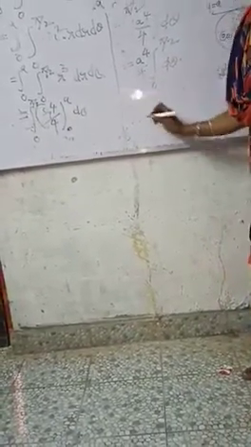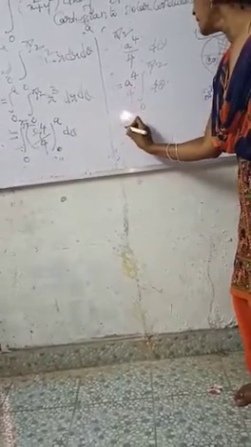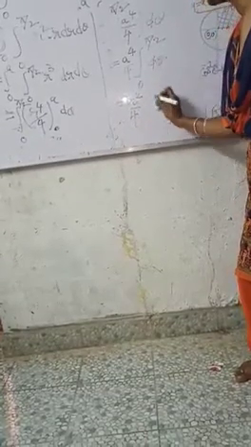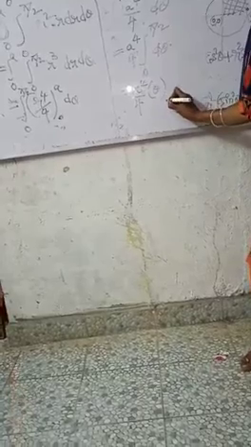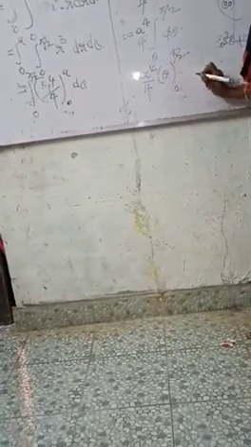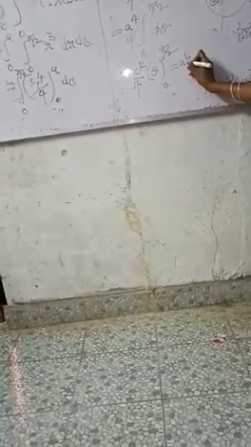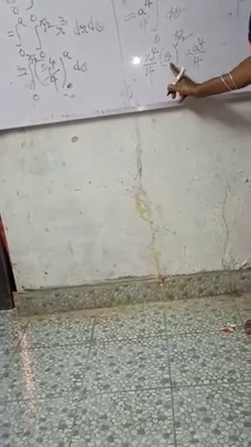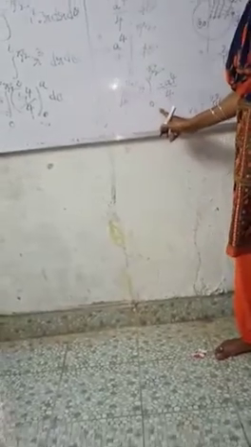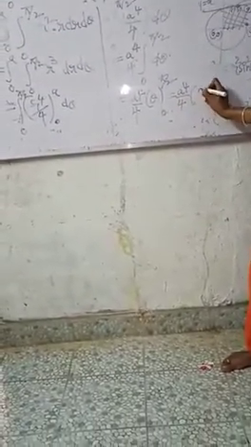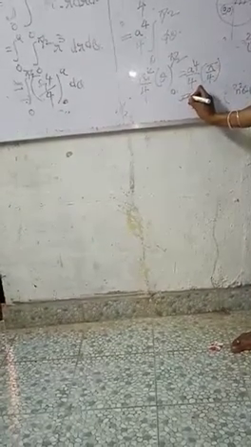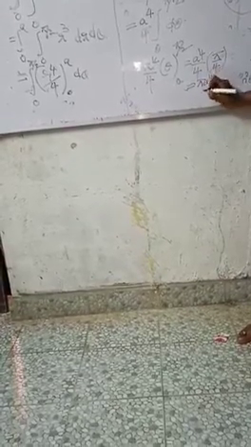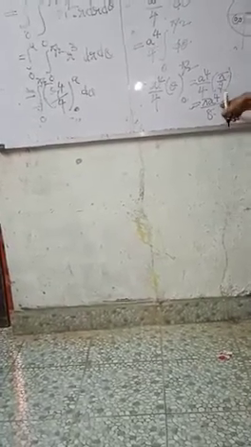Next, integrating d theta gives theta. So a power 4 by 4 times theta, substituting the limits 0 to pi by 2: in place of theta the upper limit pi by 2 minus the lower limit 0. Therefore pi by 2, so a power 4 by 4 into pi by 2 gives pi a power 4 by 8. The answer is pi a power 4 by 8.